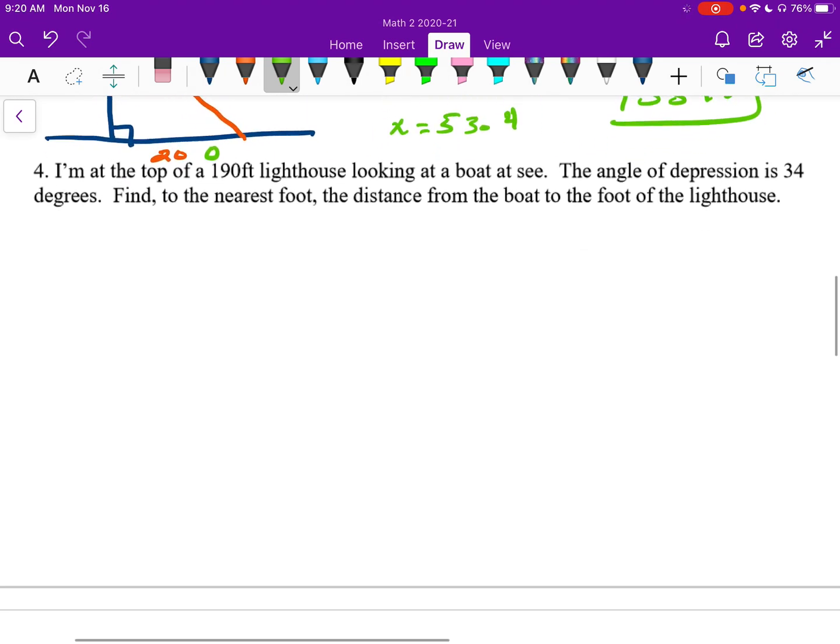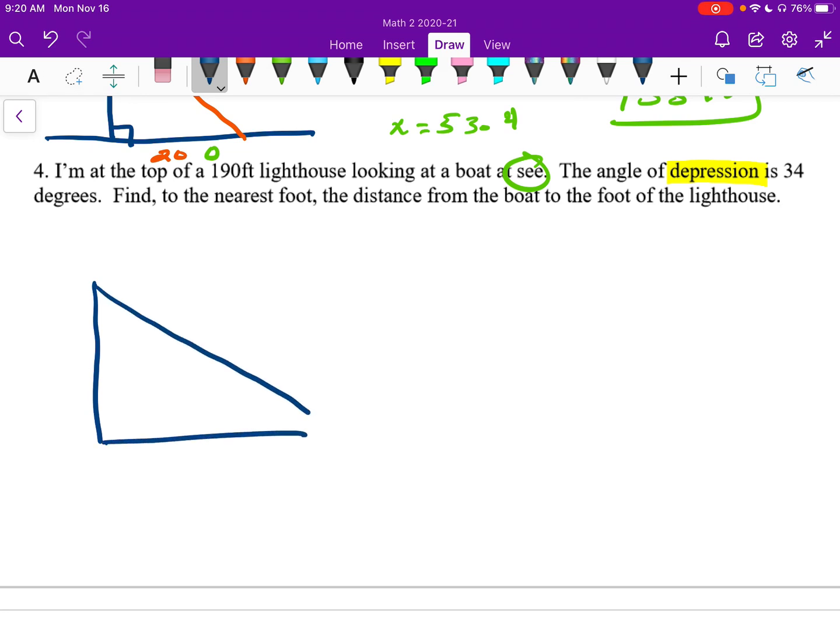All right, number 4. I'm at the top of a 190-foot lighthouse looking at a boat at sea. The angle of depression is 34 degrees. Find to the nearest foot the distance from the boat to the foot of the lighthouse. So the angle of depression means the angle down. So let's draw this scenario. Here's the lighthouse. So here's me staying at the lighthouse. It's 190 foot tall. And here's our little sailboat.